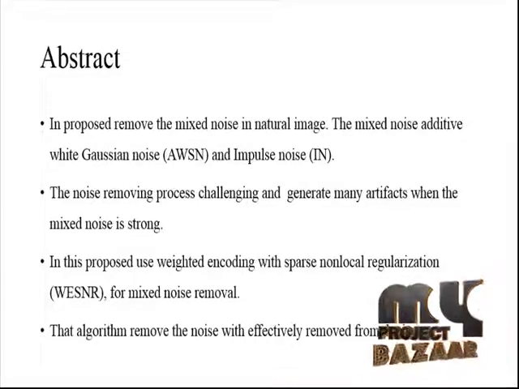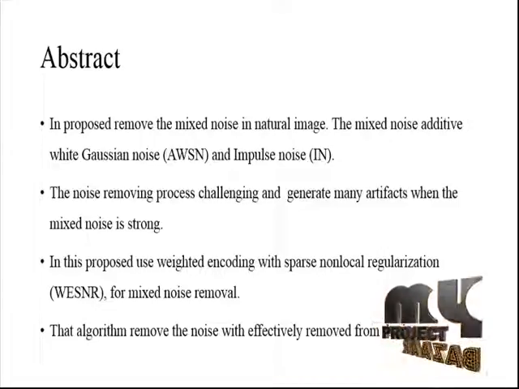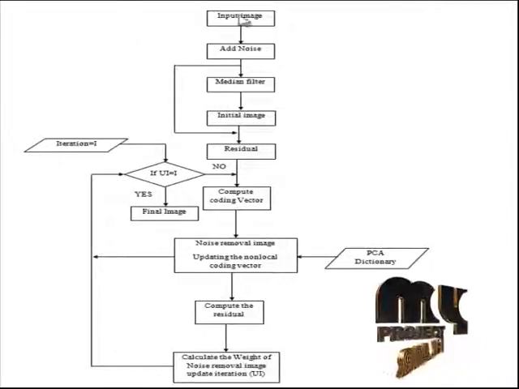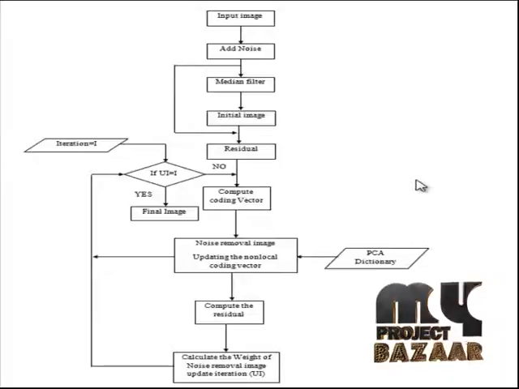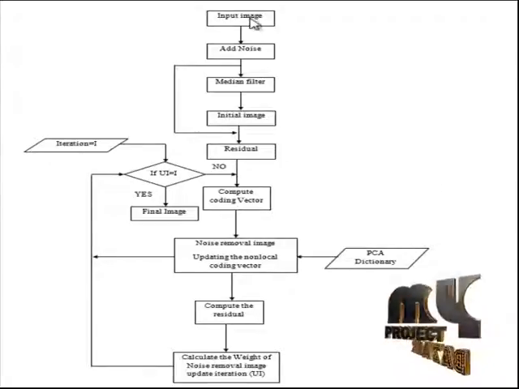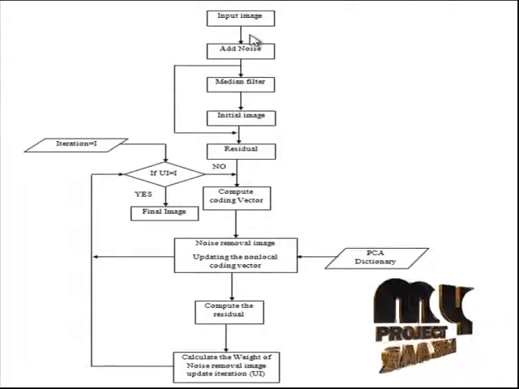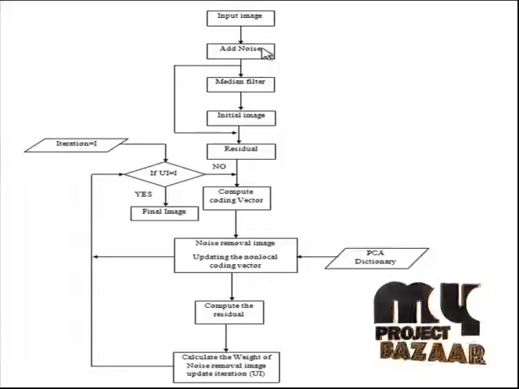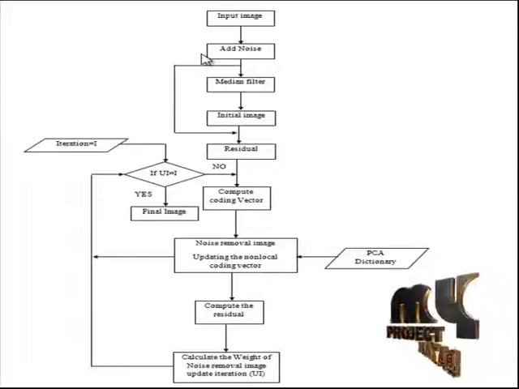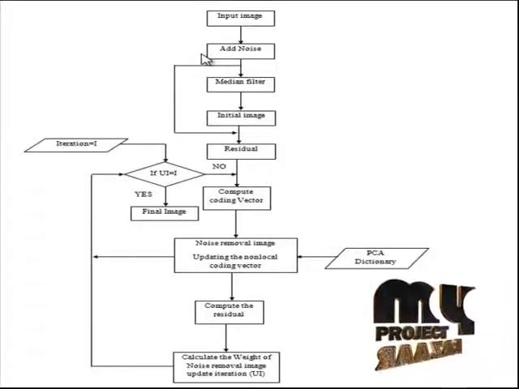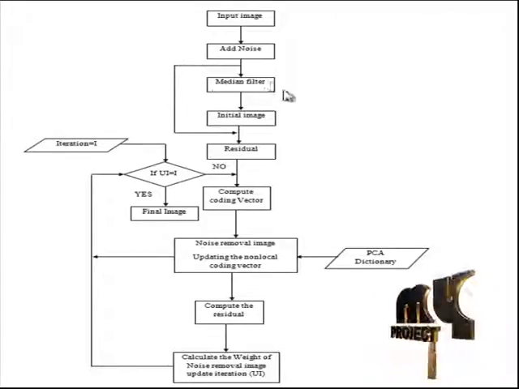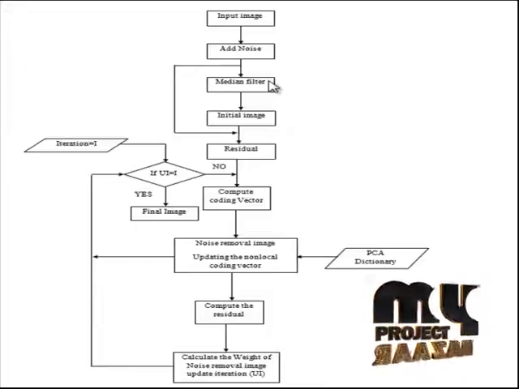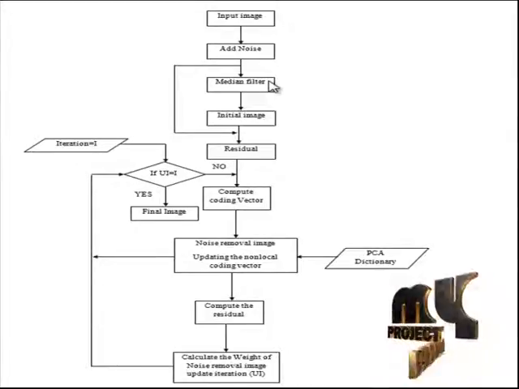Now we go to the explanation of our flow diagram. It is the flow diagram for our proposed system. In this flow diagram, first we give the input image, and then we add different types of noise like additive white Gaussian noise and salt and pepper noise or random valued noise. Then we use the median filter for the initial image. Here it will be used to reduce the noise level with high accuracy.